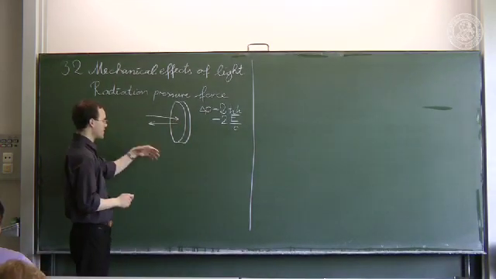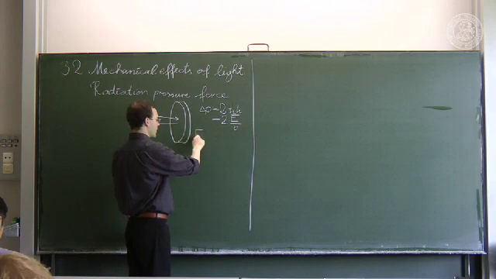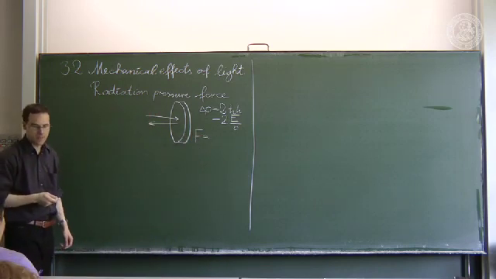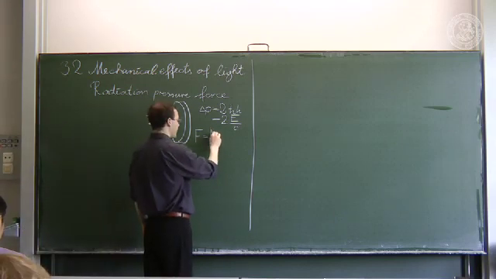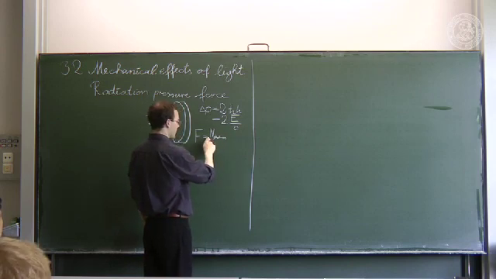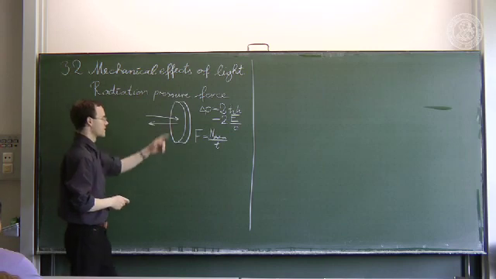And so if you have a steady stream of photons, then the force is the rate of momentum change, delta p over t. And so that would be the number of photons impinging onto the mirror in a given time times this momentum change.